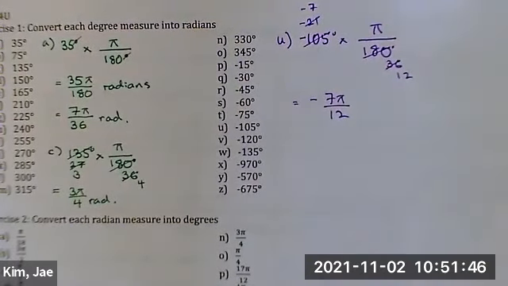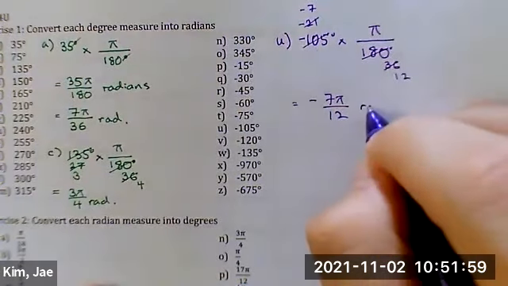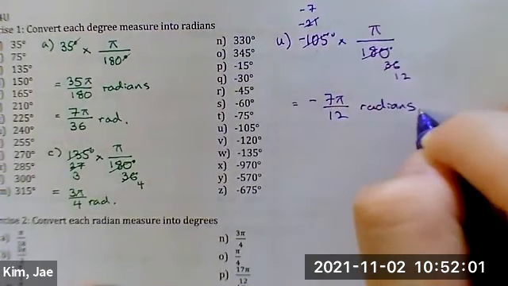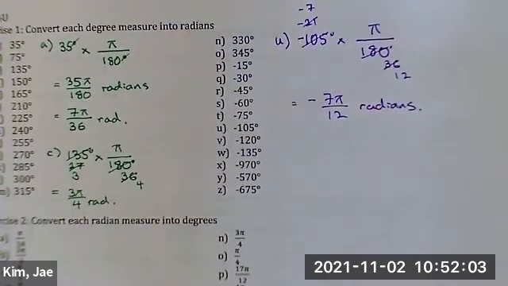Yeah, that's the distance I traveled along the outer of a unit circle. That's it. So this would be in radians. Radians, or rad for short.